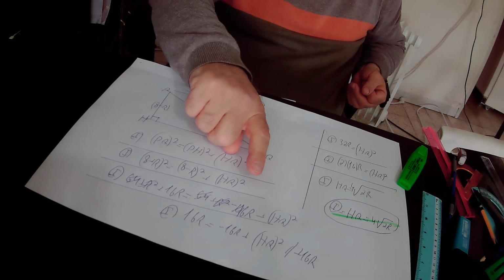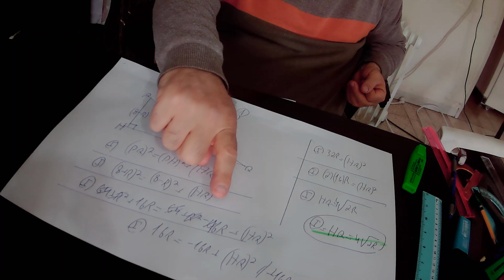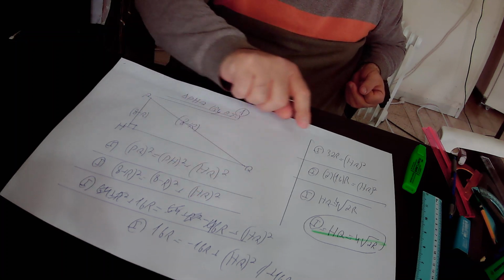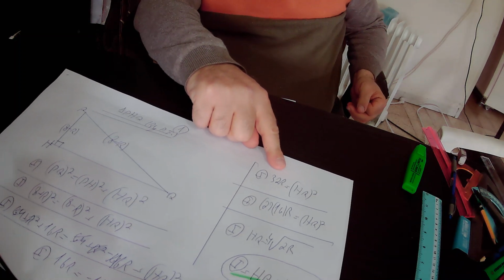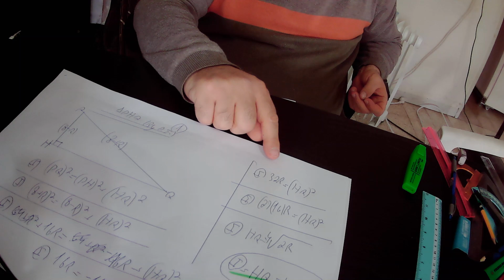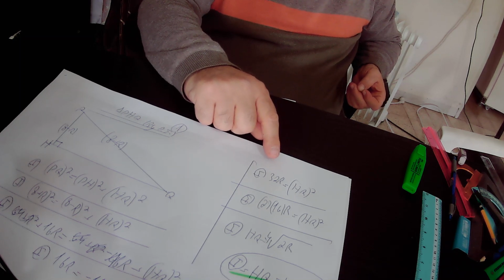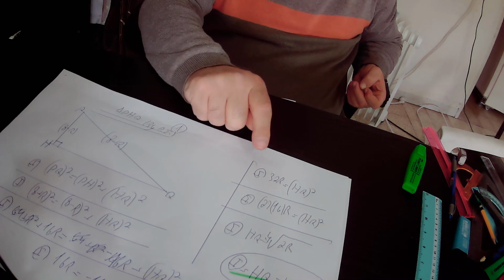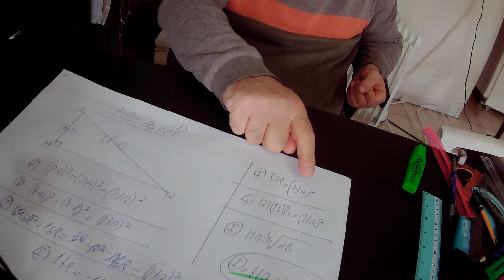Here we added 16R to both sides of equation 1, and we found out that 16R plus 16R is 32R, so 32R equals HQ square. Here we take a root out of this equation, but before that we know that 32 is 2 times 16, so according to equation 1, 2 times 16 times R equals HQ square.